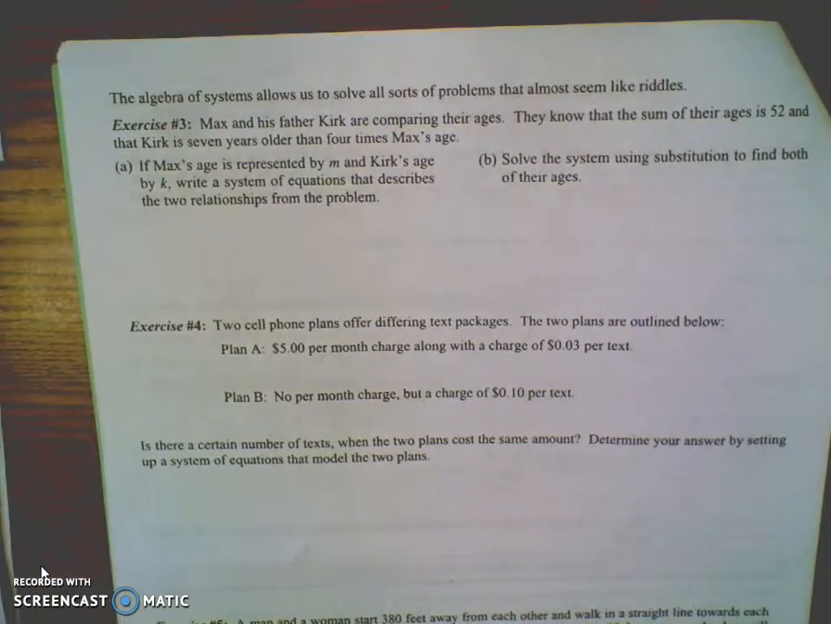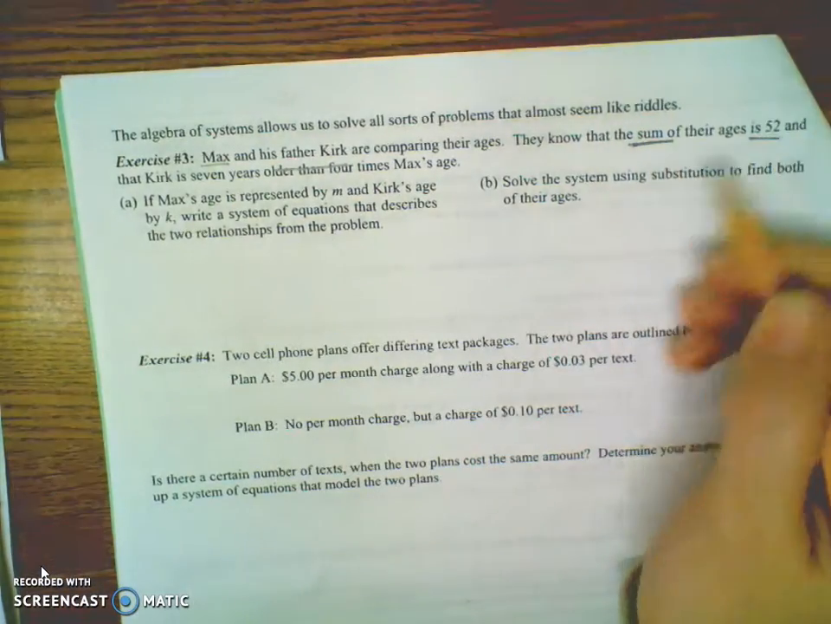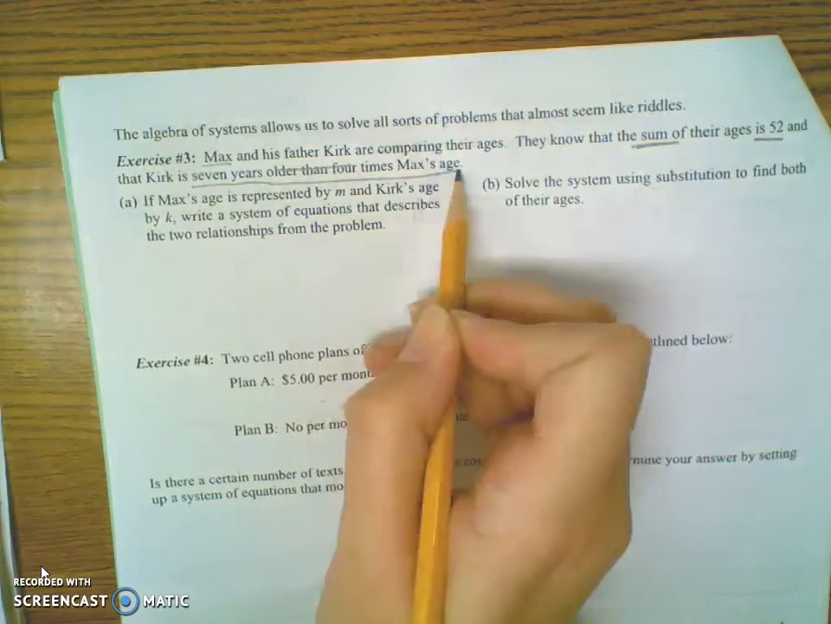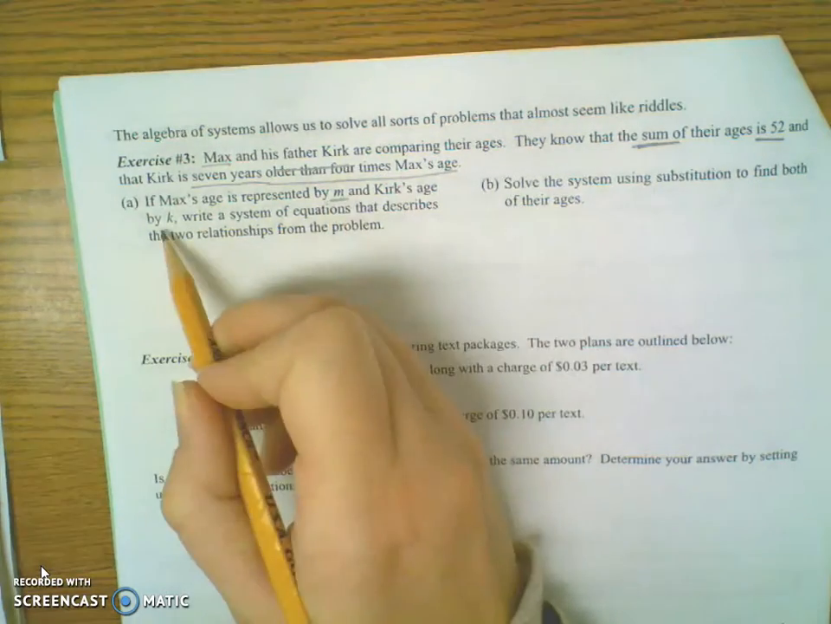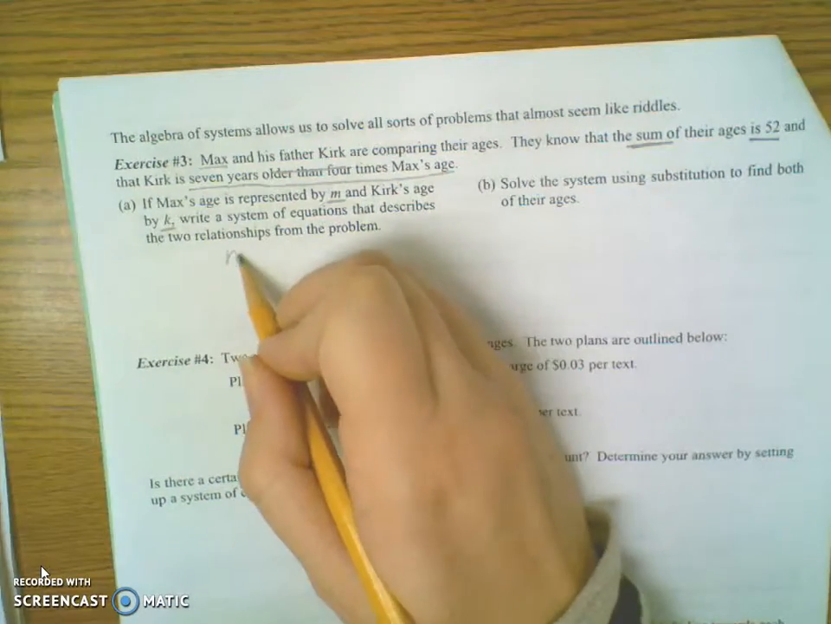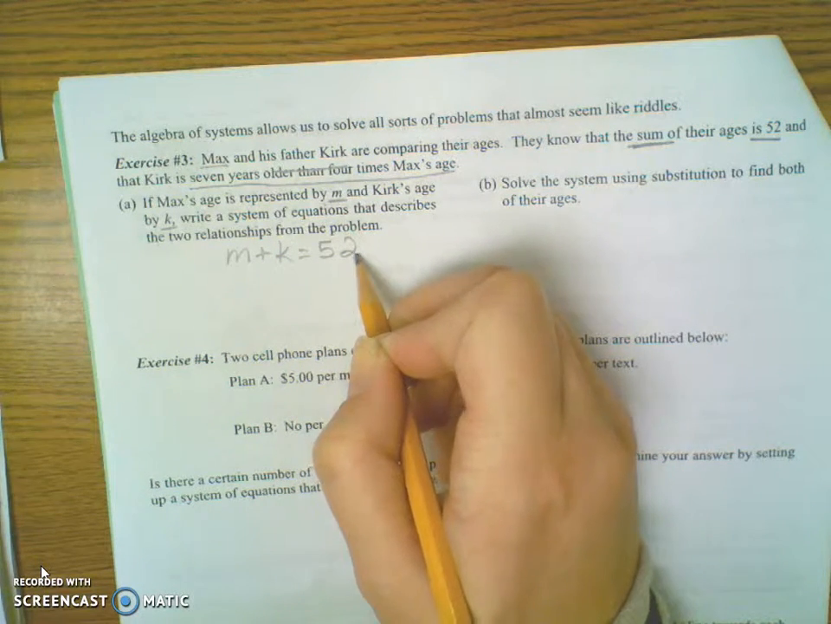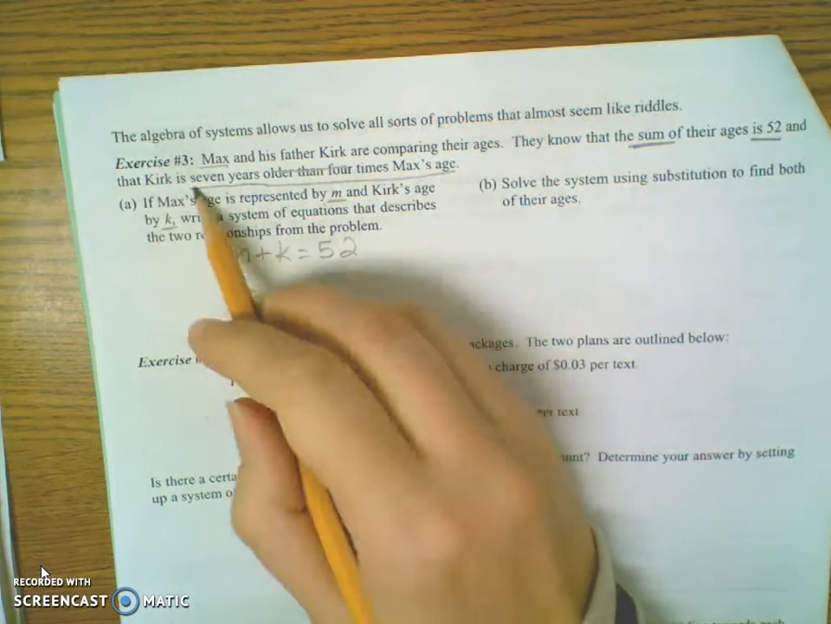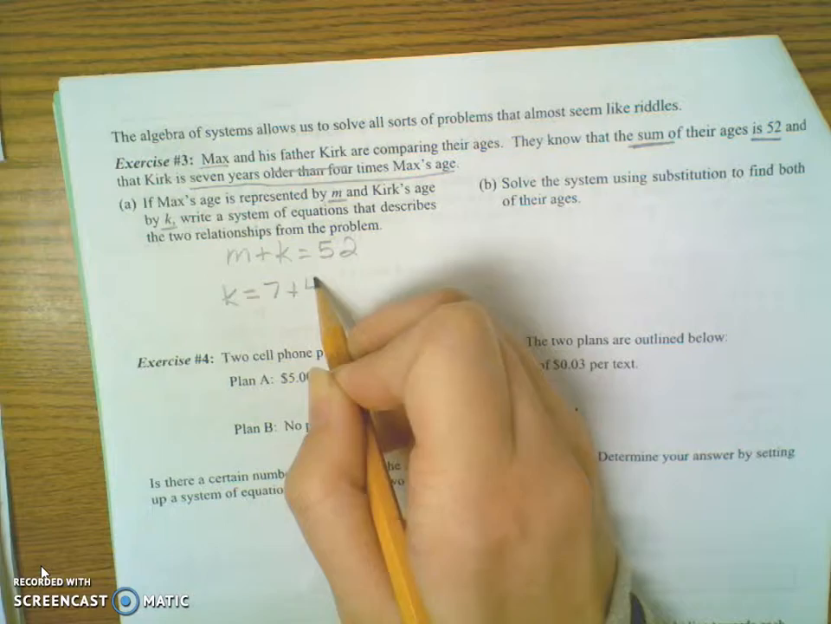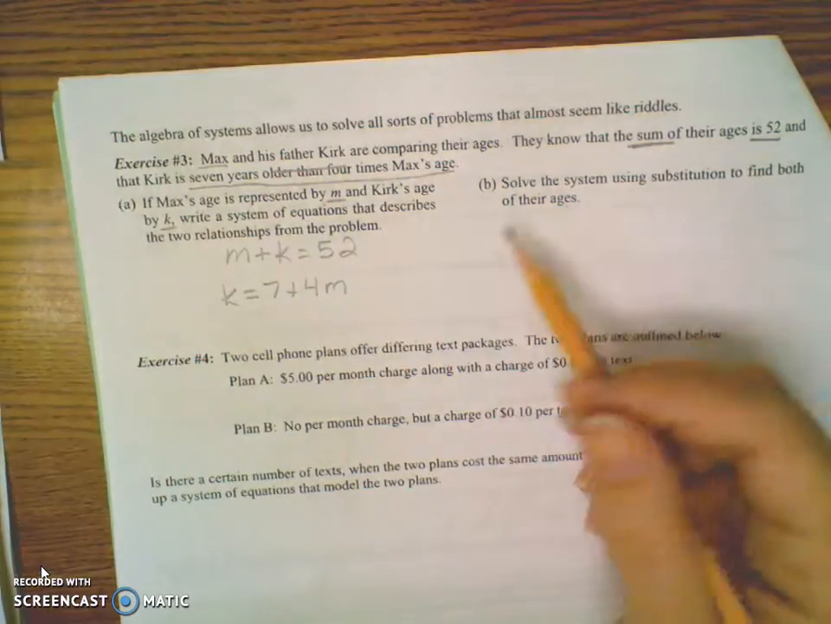So this, we are writing our own system, and then we are also solving that system. So we've got Max and his dad, Kirk, comparing their ages. The sum of their ages is 52, and Kirk is 7 years older than 4 times Max's age. Max's age is going to be M, and Kirk's age is going to be K. So we know that their sum is 52, so that means that Max's age plus Kirk's age equals 52, and we know that Kirk is 7 years older than 4 times Max's age. So that's our system.